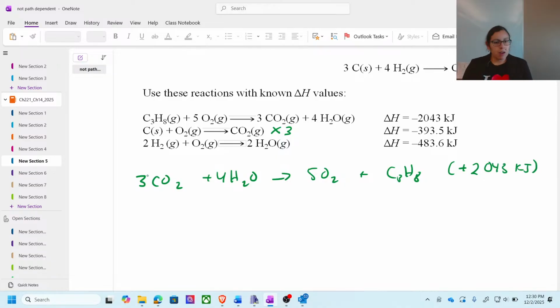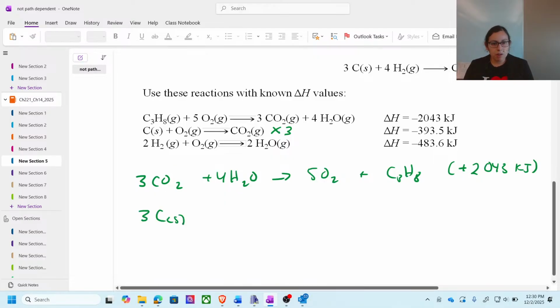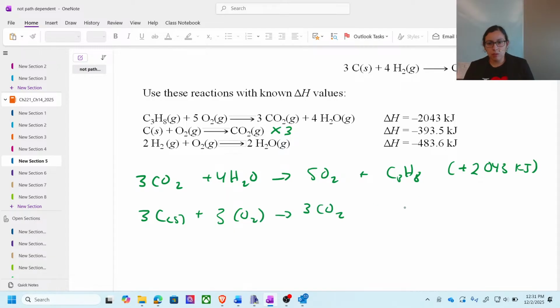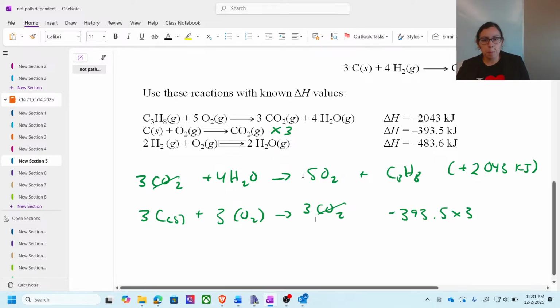Now I'm just rewriting our second equation times 3. So 3 equivalents of carbon plus 3 equivalents of oxygen give us 3 CO2. Then we're going to have to multiply the 393 times 3 as well. And then just start double checking that things cancel out. The CO2s are going to cancel out, so that's a good sign. Let's keep going.